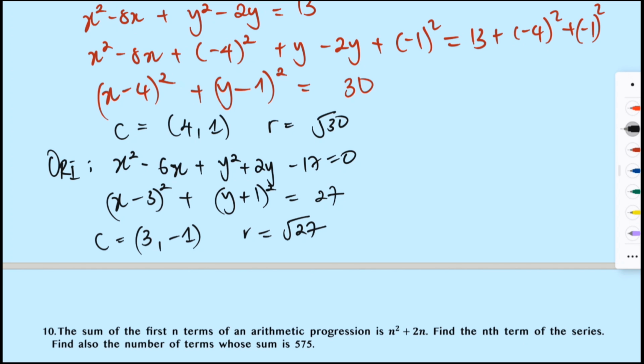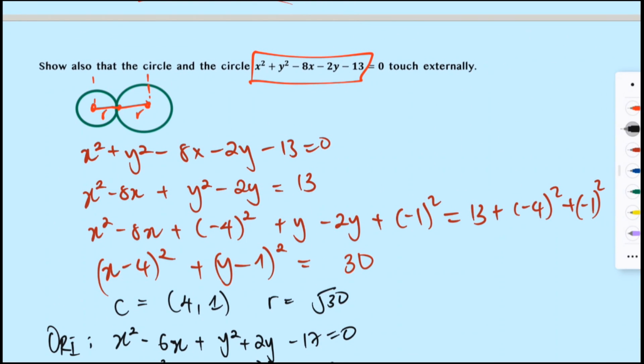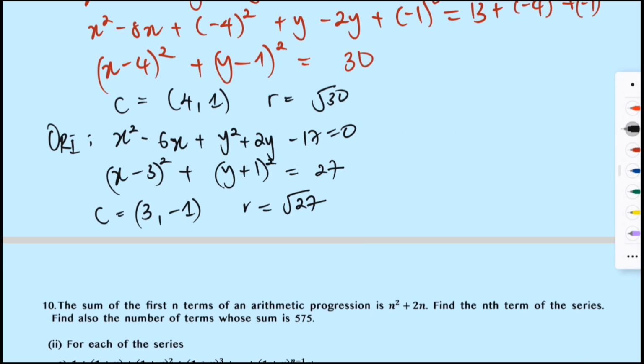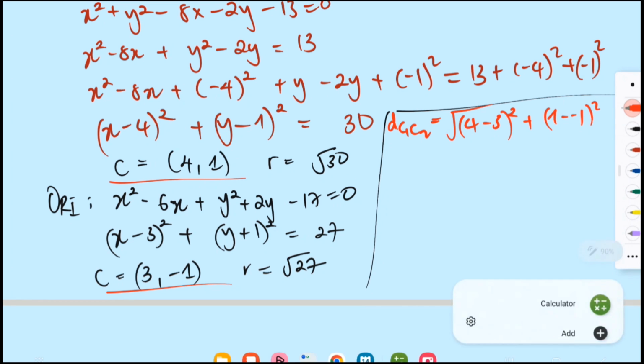Then we would have to show that the sum of the radii is equal to the distance between the circles, the centers, pardon me. Here, this is center 1, center 2. Find the distance between C1 and C2. That I should get the square root of (4 minus 3) squared plus (1 minus 1) squared.